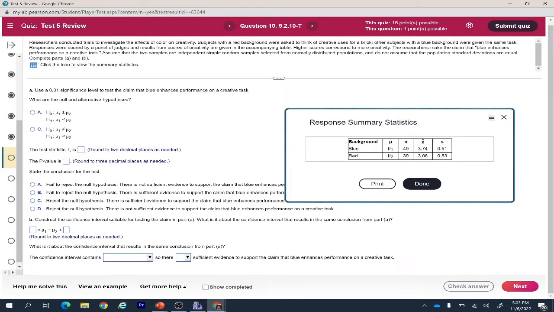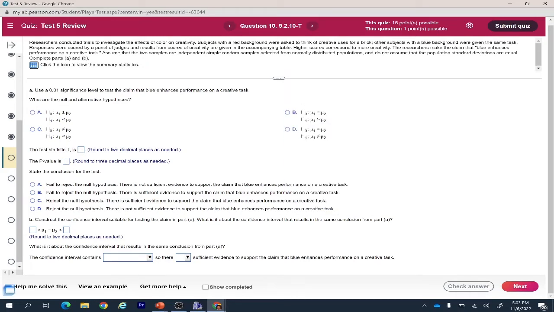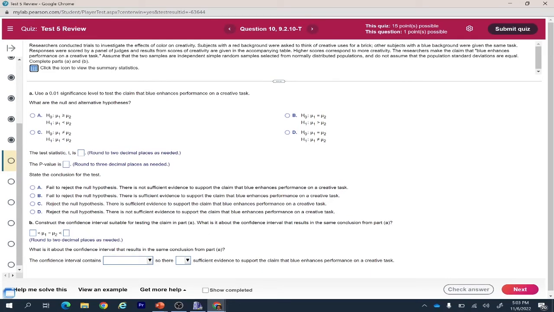Higher scores correspond to more creativity. The researcher makes the claim that blue enhances the performance on a creative task. Assume that the two samples are independent simple random samples selected from normally distributed populations, and do not assume that the population standard deviations are equal. Complete parts A and B. Use a 0.01 significance level to test the claim that blue enhances performance on the creative task.